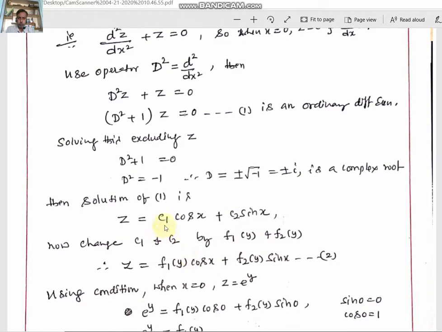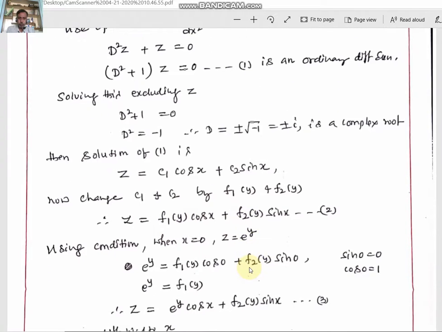So then when you change c1 by f1(y) and c2 by f2(y), it becomes z equals f1(y) cos x plus f2(y) sin x. So now let us find what are these constant function values. For that purpose we use the given conditions. Using the condition, when x is equal to 0, z is equal to e to the power y.